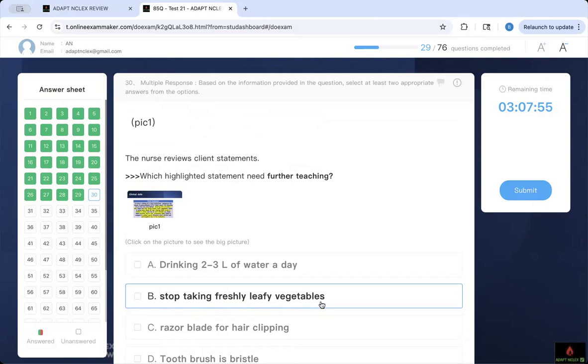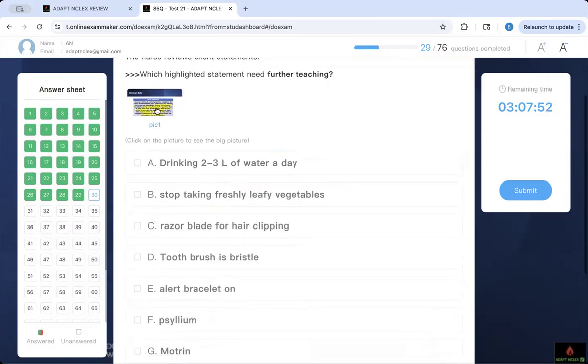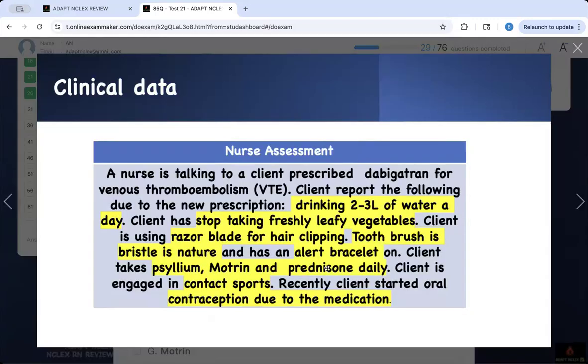Question 30, NGN. What do you think? Don't worry, I got you. Highlighted information. She's talking to a client prescribed dabigatran, anticoagulation for venous thromboembolism. The client reports the following due to the new prescription. He's drinking 2 to 3 liters of water a day because he's been prescribed dabigatran. Client has stopped eating fresh leafy vegetables. Client is using a razor blade for hair clipping. The toothbrush is soft bristle and he has a lead bracelet on.